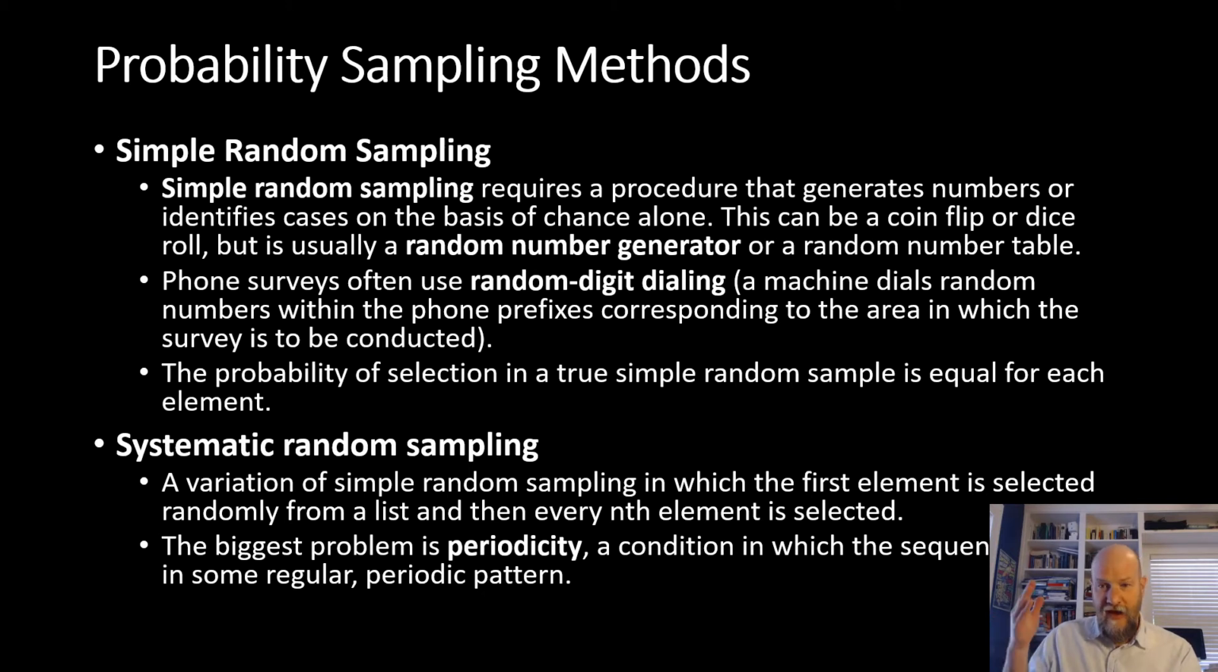Or I'm going to go ahead and take every 10th person, for example. So I might start with number 3, and then I'm going to select 13, 23, 33, 43, 53. It's just a method of randomly selecting in a systematic way.